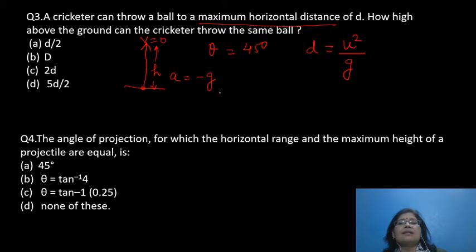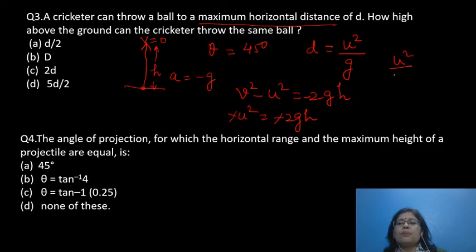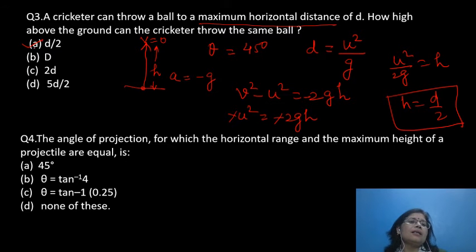So what is the relation between d and h? We can write v square minus u square equals 2gh. Here v square equals 0, so minus u square equals minus 2gh. Minus minus will cancel out, and u square upon 2g equals h. u square upon g is already d. So h will be equal to d by 2. The answer will be A, d by 2.